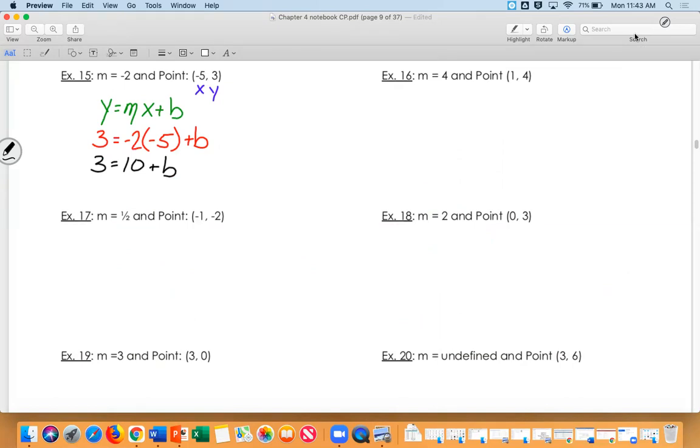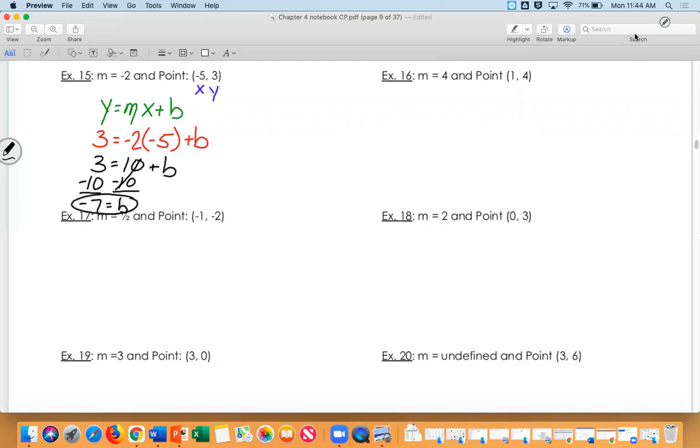So from here, Tyler, what you need to work on is figuring out whether I'm going to be adding or subtracting this number in front of the b, okay? Because it's positive, I subtract it. So I have -7 equals b.